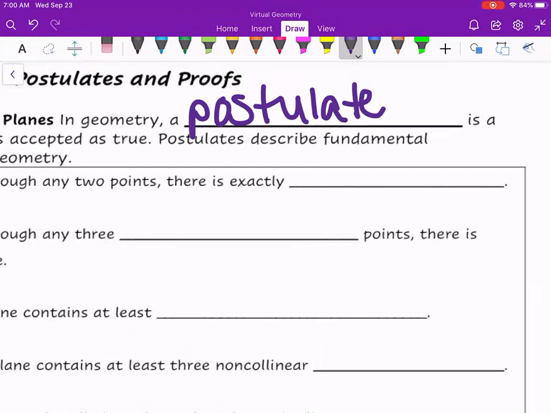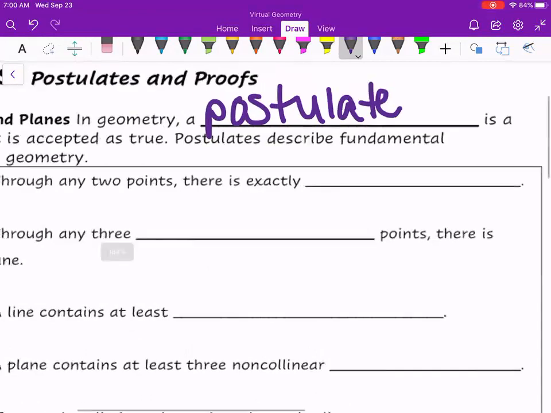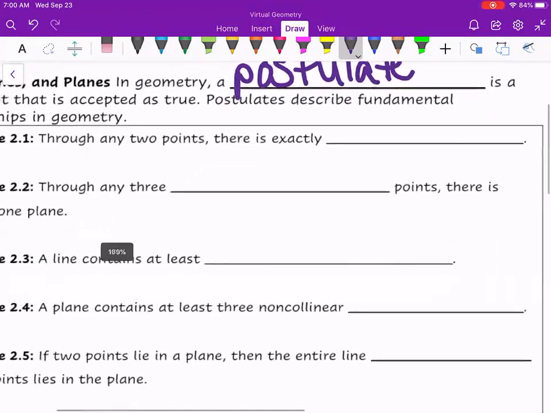Postulates can describe most of our fundamental relationships that we're going to be using in geometry, while we have theorems to take care of the rest. Remember, theorems are what use postulates in order to make statements true or false. So let's remind ourselves of a couple of postulates that we saw in Unit 1.